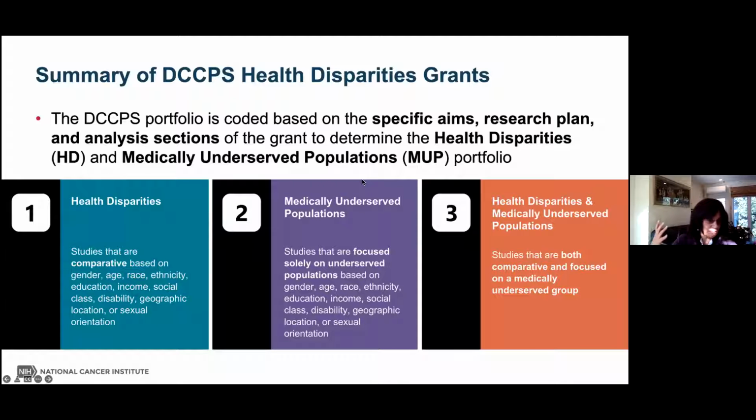So we have about 800 to 900 applications within the division. We code all our grants internally on areas of science that they address. What we are particularly interested in is the medically underserved populations, based on the definition that we have: gender, age, race, ethnicity, education, income, class, disability, geographic location, and sexual orientation.